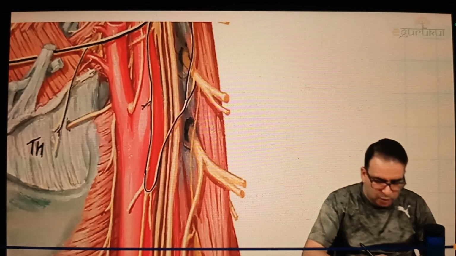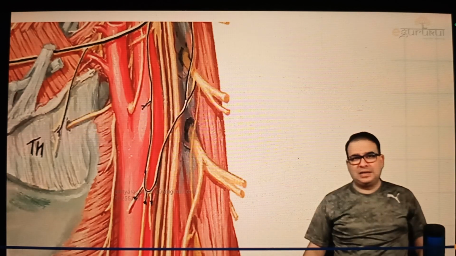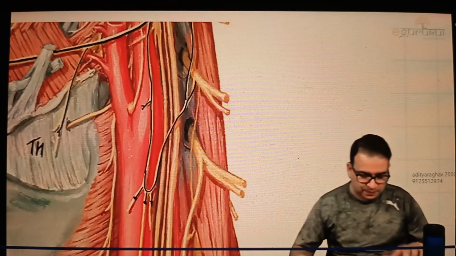You can see one branch they have shown here which is going to supply the superior belly of omohyoid, and the rest of the strap muscles will be supplied by the lower part from the loop of the ansa cervicalis. And it is present in front of carotid sheath. You can see this present in front of the carotid artery. So it is in anterior relation of the carotid sheath only.